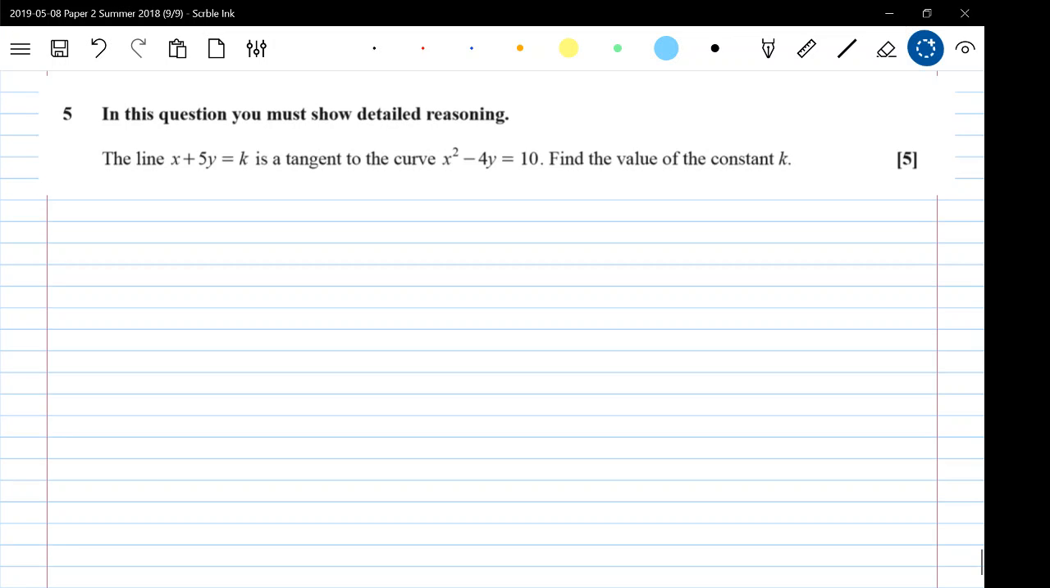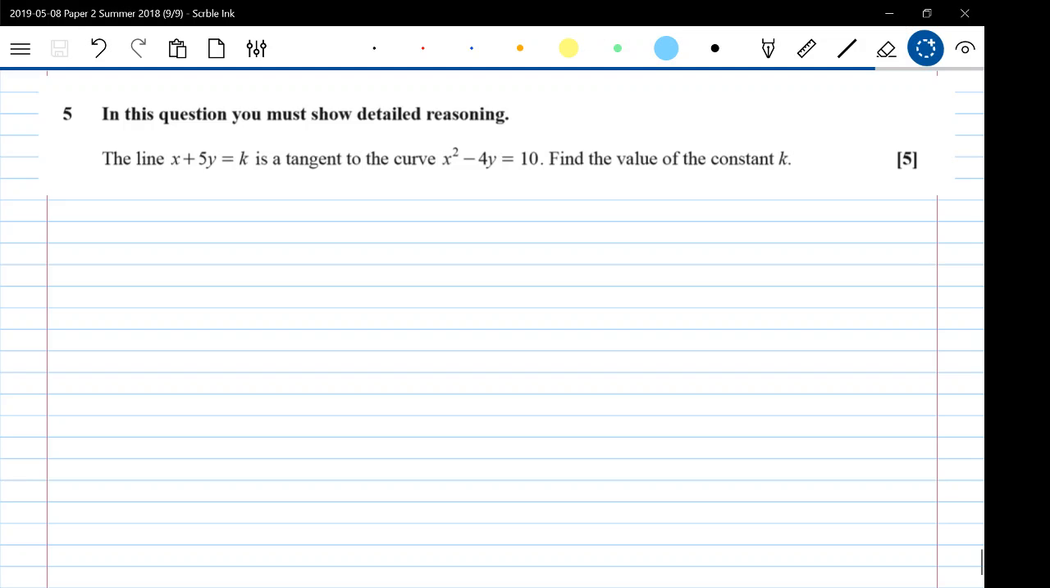So, question 5. In this question, you're required to show detailed reasoning. So this is the first of our detailed reasoning ones. The line x plus 5y equals k is a tangent to the curve x squared minus 4y equals 10. Find the value of the constant k. Once again, there are a number of ways that we can deal with this.